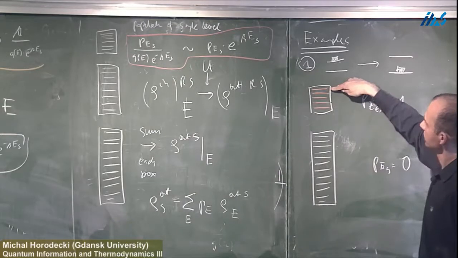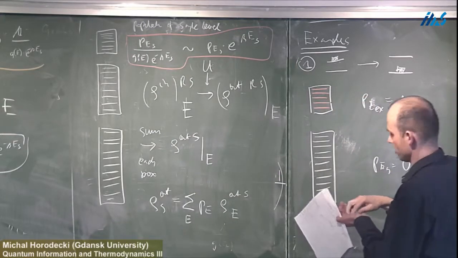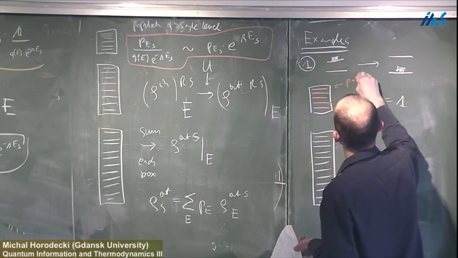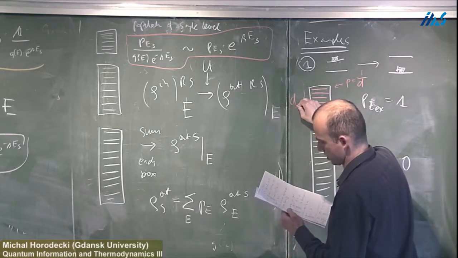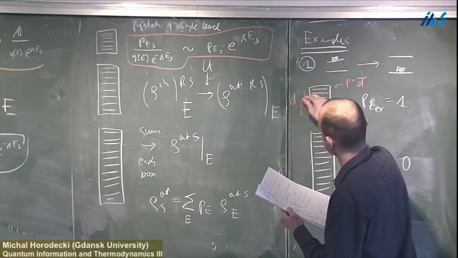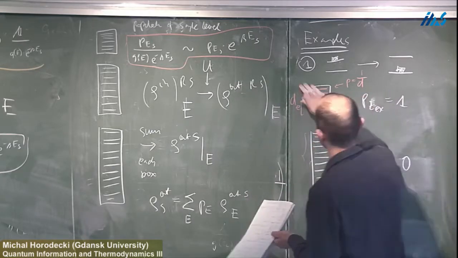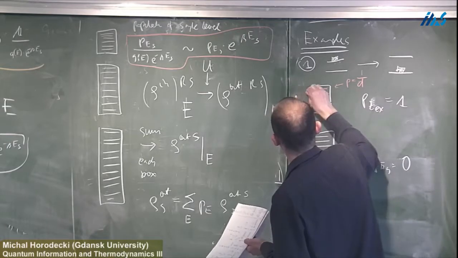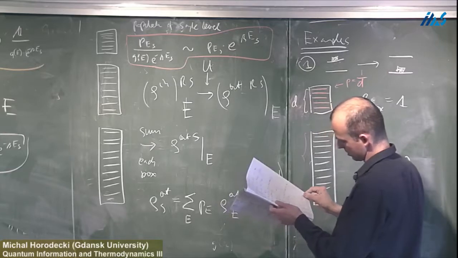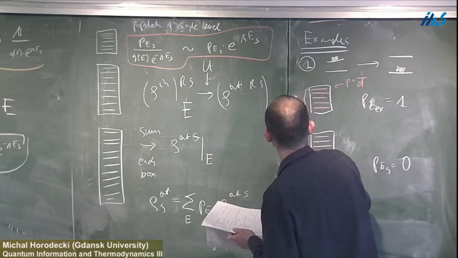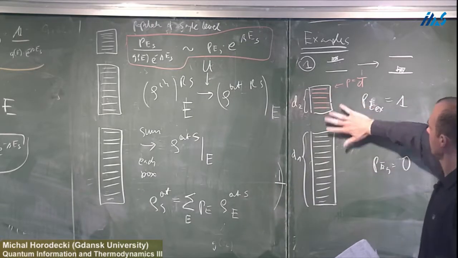So simply, here you have the maximally mixed state, right? Each single probability is just 1 over the dimension. So this is D2 excited, and this is D1. Maybe I should be consistent with my further notation. Okay, so you have here.